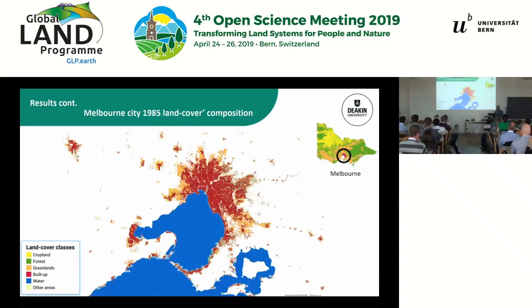With this, we can also assess, visually and quantitatively, land cover transitions. This slide is showing the 1985 land cover composition overlaid on the 2015 extent of Melbourne City. So we can see that Melbourne has grown into the northwest area, into former grassland, mainly, and also into some croplands.